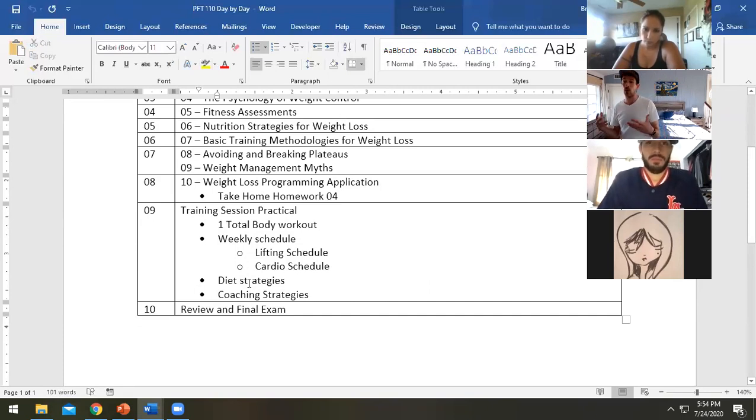setting your client up almost with a packet, right? Like, hey, here's what I want you to adhere to. We're going to be in contact. You're going to lift 3 days a week, but on days that we're not meeting, you're going to do your cardio and flexibility training without me. So we have to make sure we teach you those things.